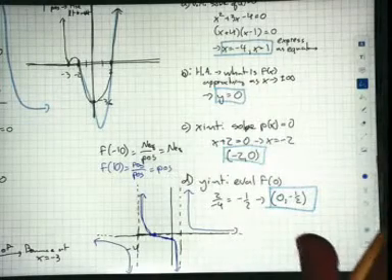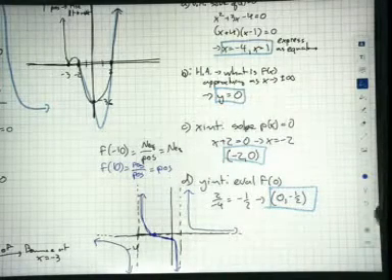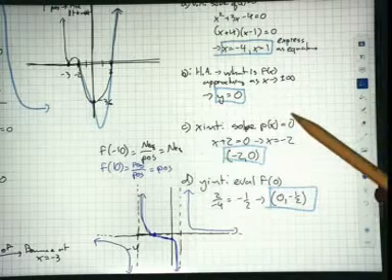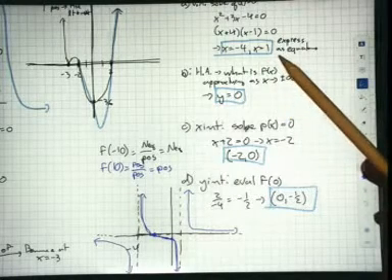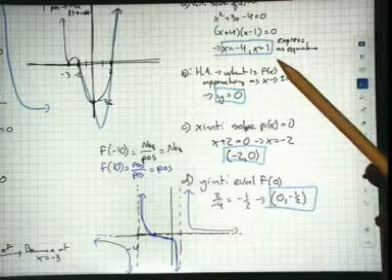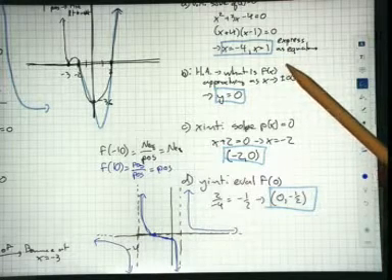So what was required of us for this problem? We certainly had to find the asymptotes. I've already made the test.